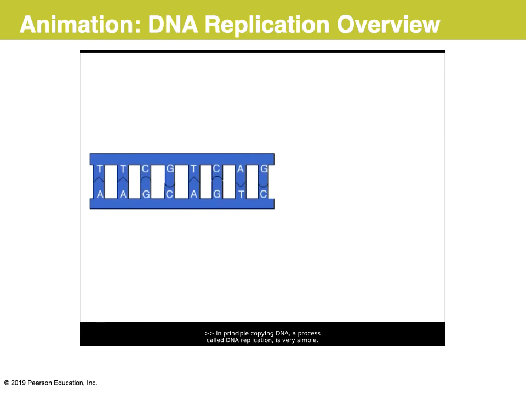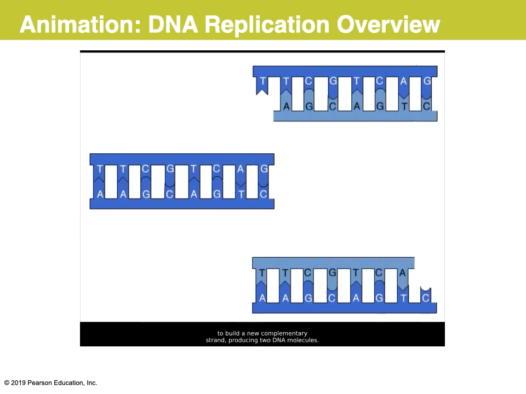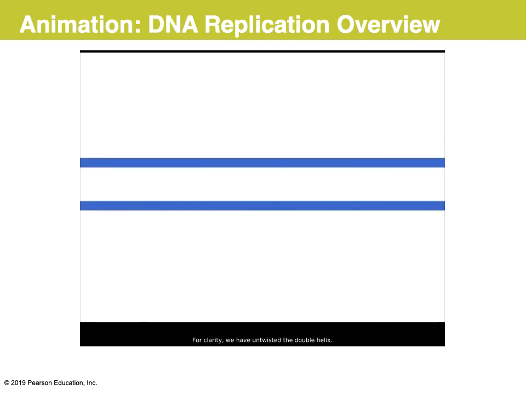In principle, copying DNA, a process called DNA replication, is very simple. The two complementary DNA strands separate, and because each nucleotide can only pair with its complement, adenine with thymine and cytosine with guanine, each strand can be used as a template to build a new complementary strand, producing two DNA molecules. In the cell, DNA replication is a little more complicated, but the principle is the same. For clarity, we have untwisted the double helix. Remember that each DNA strand has a 3' and 5' end, and the strands run in opposite directions.